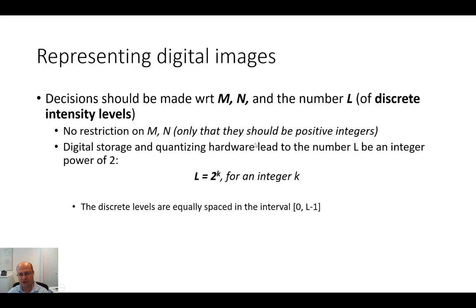Digital storage and quantization hardware lead to the number L being an integer power of 2. Why a power of 2? Because that's an image represented by binary numbers. The only thing that I can represent in a computer is a binary number. So the number L of discrete intensity levels will be 2 to the power of k. And the discrete levels for the intensity are equally spaced in the interval 0 to L minus 1.